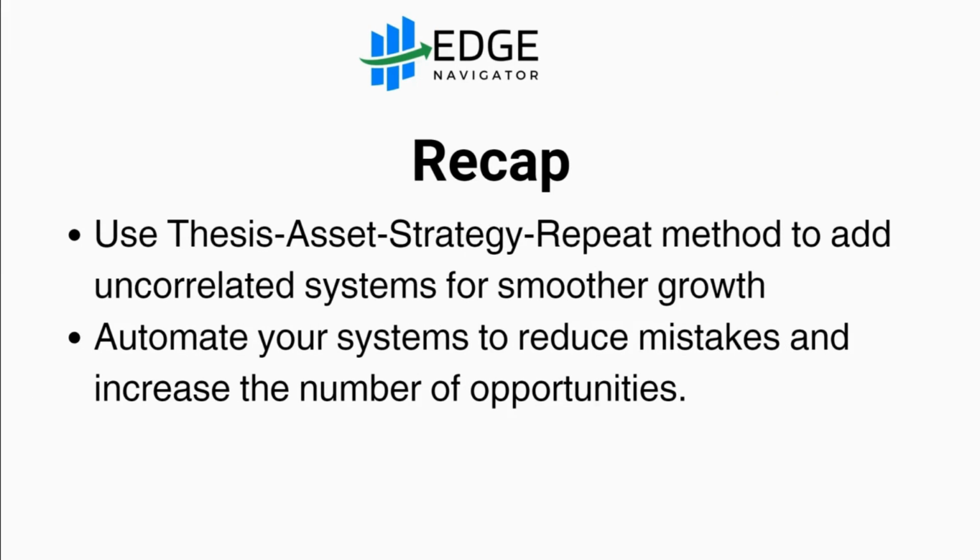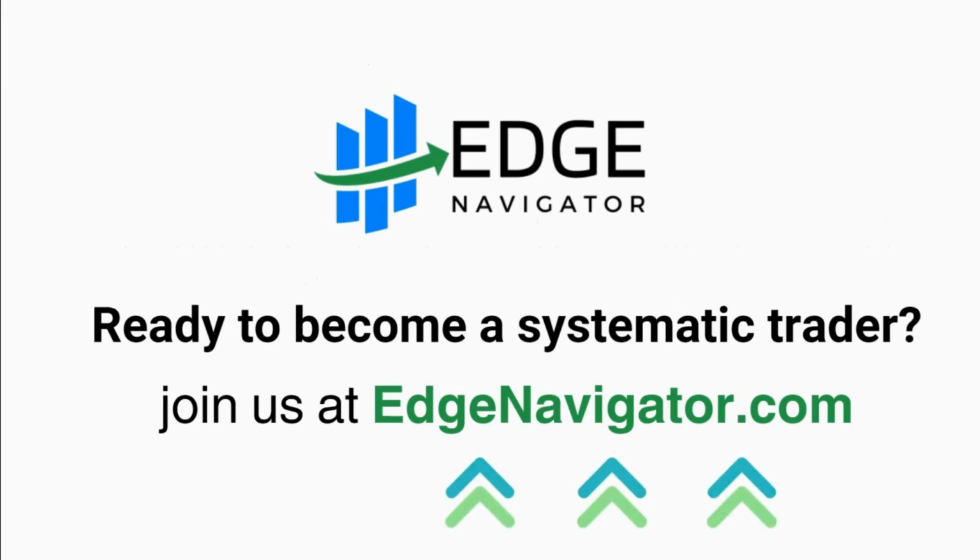So recap of what we talked about. Use the thesis asset strategy repeat method, TASR, to add uncorrelated systems for smoother growth. And do that rather than trying to overprotect and overhedge your positions or second guess your positions out of fear of those risks. Find strategies that thrive on those risks and develop them and implement them. And automate your systems to reduce mistakes and increase the number of opportunities you're in.